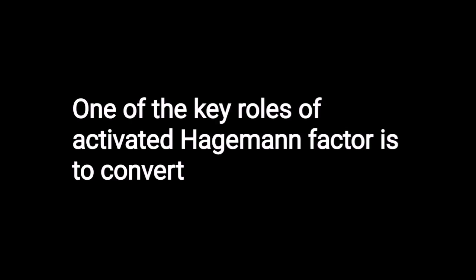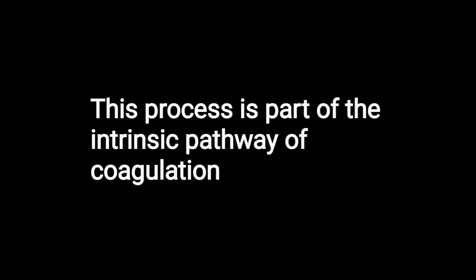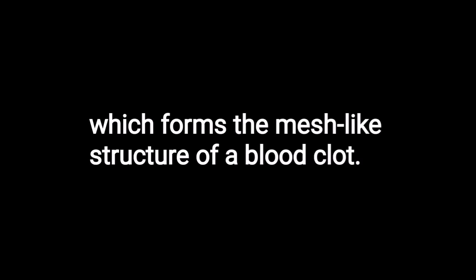One of the key roles of activated Hagemann factor is to convert factor XI into its active form, which subsequently activates factor IX. This process is part of the intrinsic pathway of coagulation, leading to the eventual conversion of fibrinogen into fibrin, which forms the mesh-like structure of a blood clot.